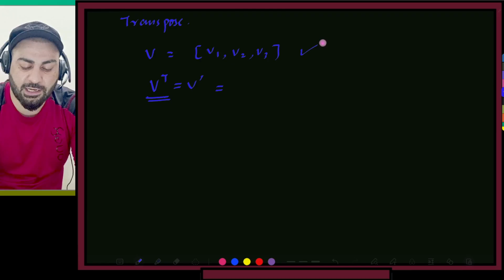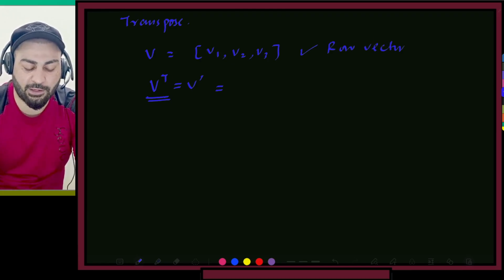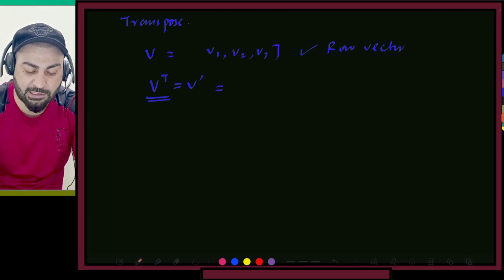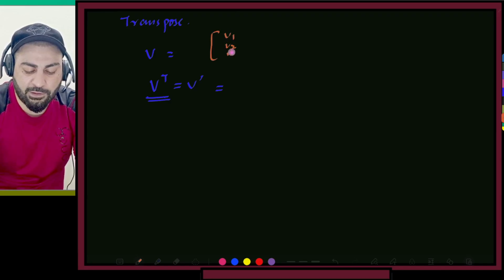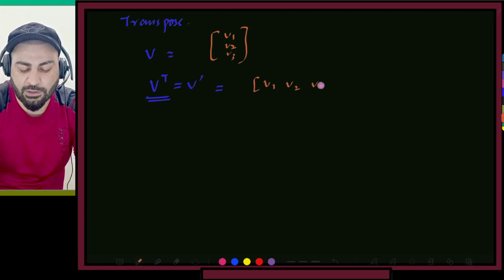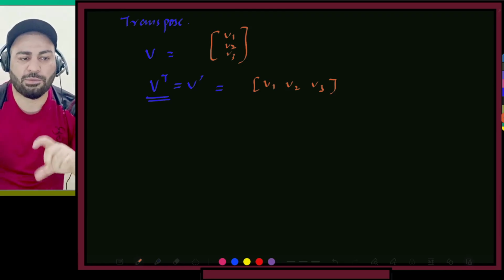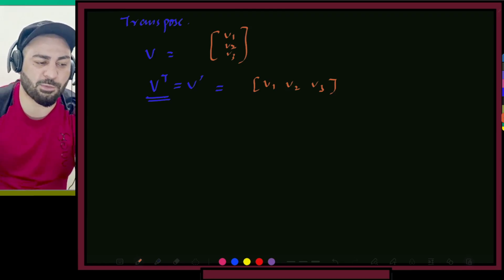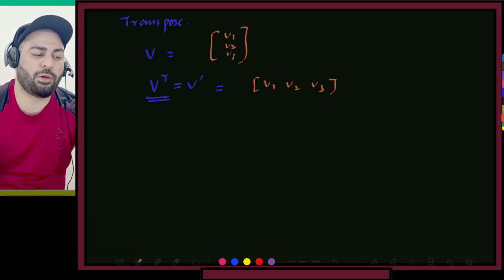So this here is a row vector, and this here will become a column vector. By default I said I should write vectors as column vectors, so v is v1, v2, v3 in a column, and v transpose or v dash will be v1 v2 v3 in a row. I just turn the rows into columns and the columns into rows. So if you have a row vector it will become a column vector, and if you have a column vector it will become a row vector once you transpose it.